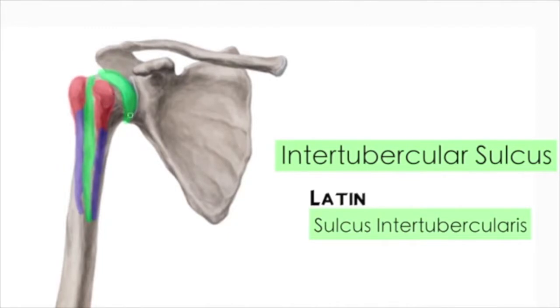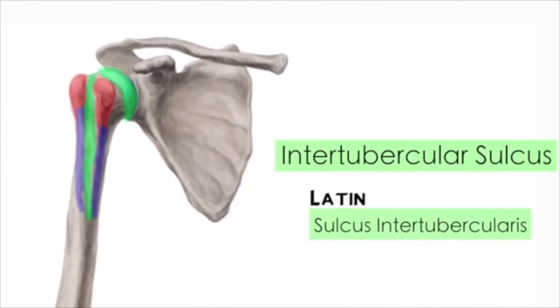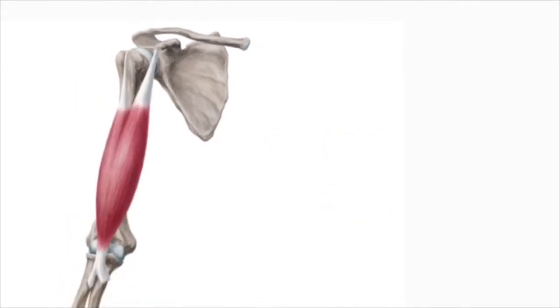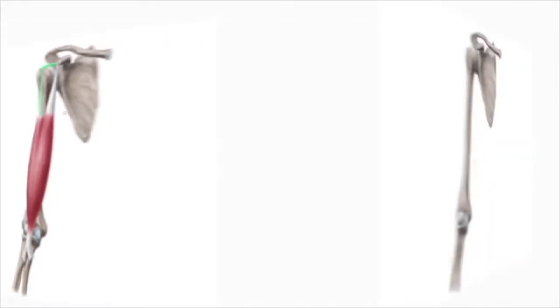And it's known as the bicipital groove because this is where the long head of the biceps brachii muscle will go through. And I want to show you. So this is the muscle, and the long head is going through this intertubercular groove, or sulcus.